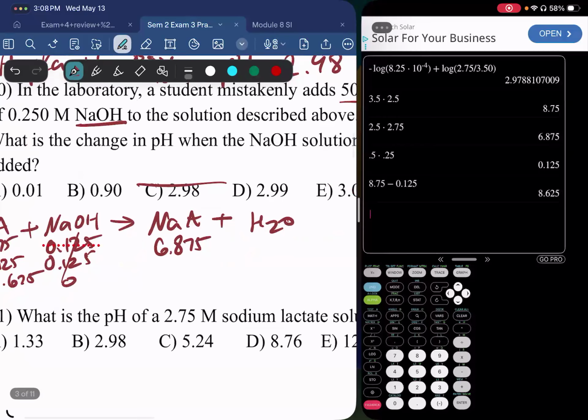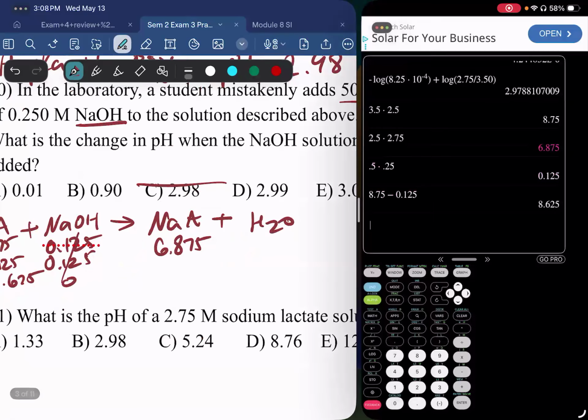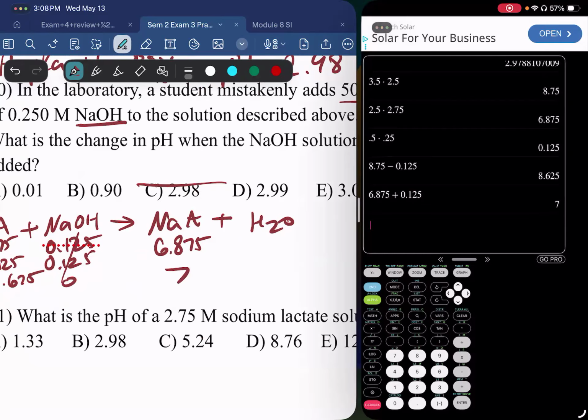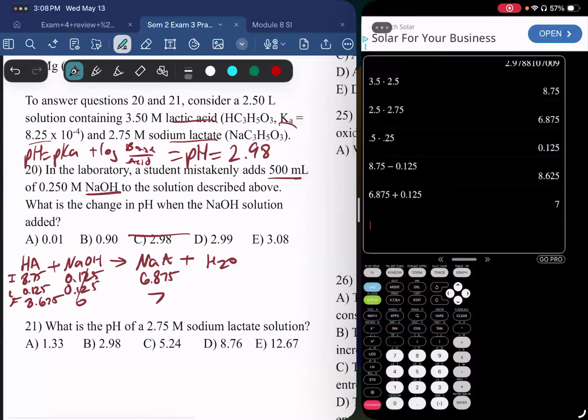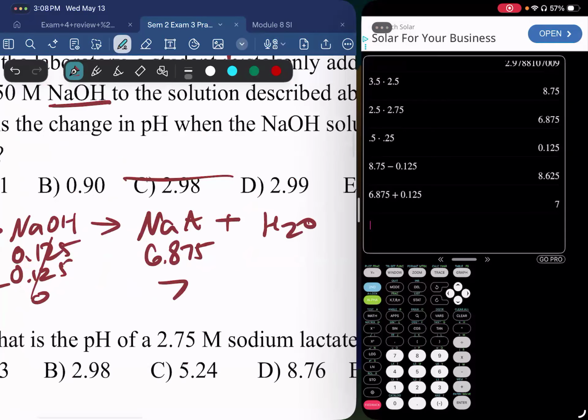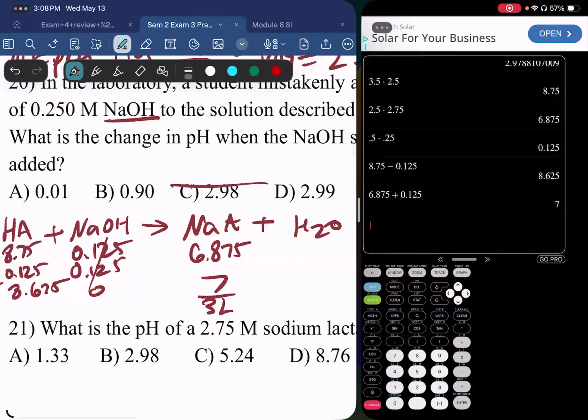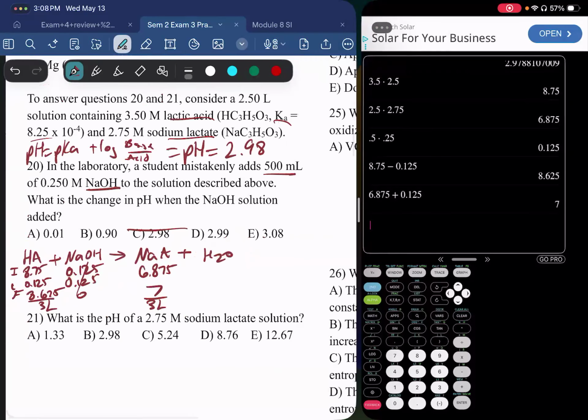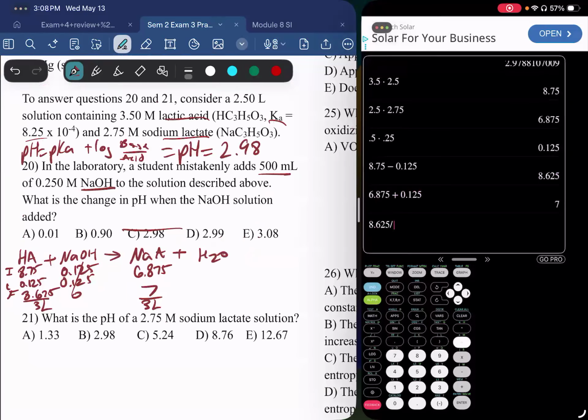And then 0.125 is going to be added to the base. So 6.875 plus 0.125, that's 7. After we do that, we need to divide this by 3 liters because that's the total volume now. So let's do that. Let's divide by 3, and this divided by 3.